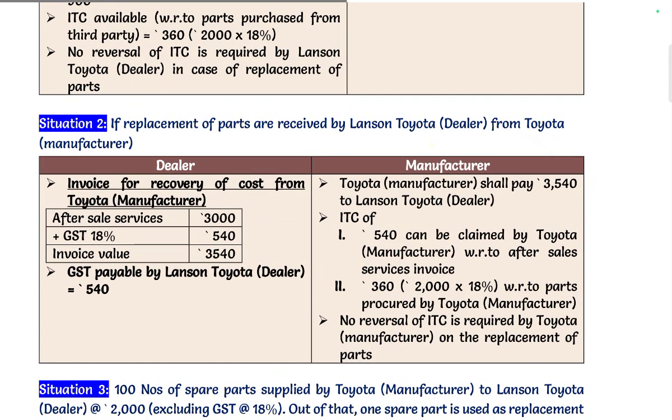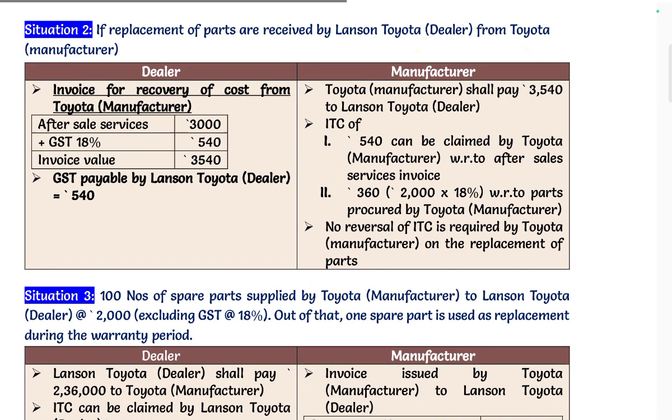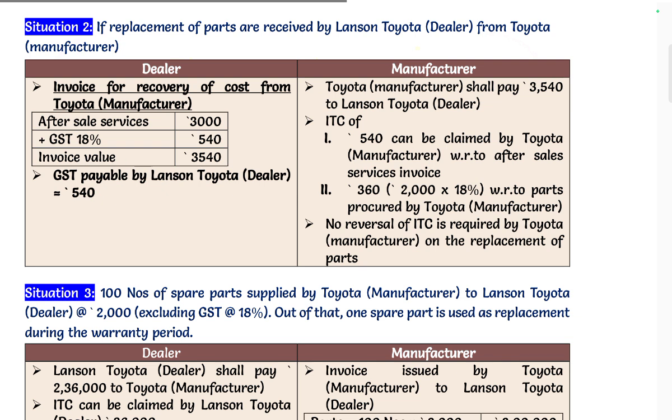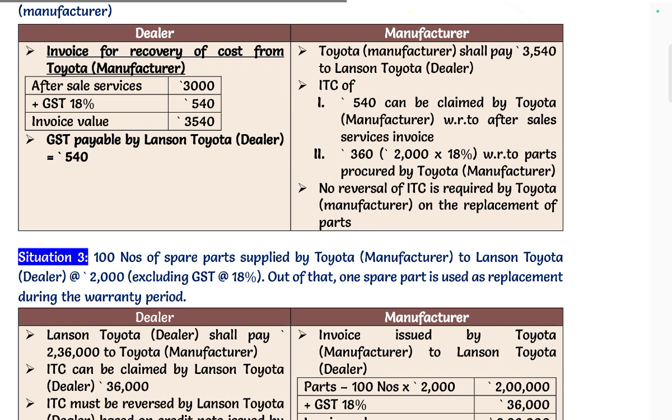If the replacement part is received by the Lanson Toyota dealer from the Toyota manufacturer, the dealer's invoice to the manufacturer for recovery of the cost from Toyota: after-sales 3,000 plus GST 540, total value 3,540, GST payable by Lanson dealer is 540. The Toyota manufacturer pays 3,540 to the Lanson dealer, and ITC of 540 can be claimed by Toyota with respect to the above sale invoices. So 360 is equal to 2,000 at 18% with respect to the parts procured by Toyota. No reversal of ITC is required by the Toyota manufacturer for replacement of parts.